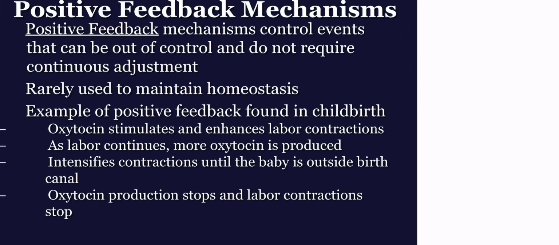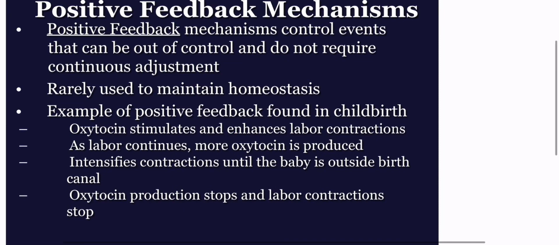And positive feedback mechanisms. Positive feedback mechanisms control events that can be out of control and do not require continuous adjustment, rarely used to maintain homeostasis. Example of positive feedback found in childbirth. Oxytocin stimulates and induces labor contractions. As labor continues, more oxytocin is produced. Intensifies contractions until the baby is outside the birth canal. Oxytocin production stops and labor contractions stop.